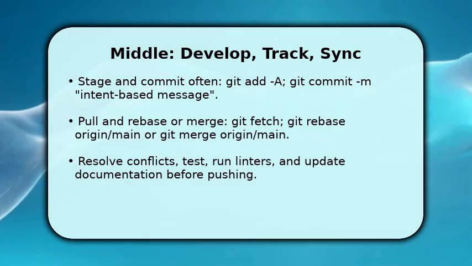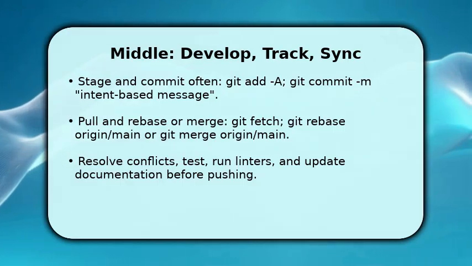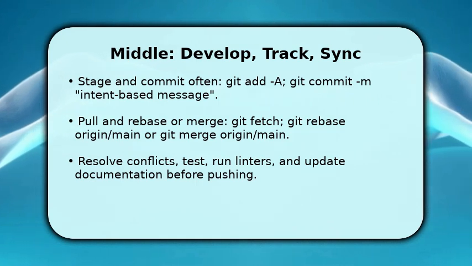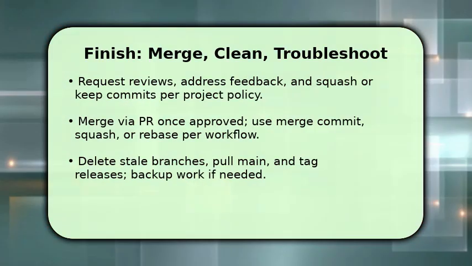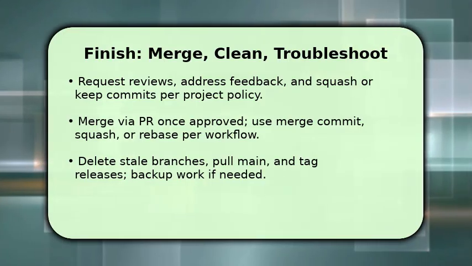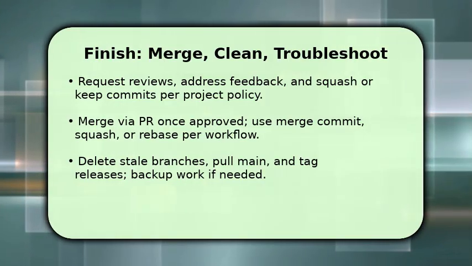When everything passes locally, push your branch and open a pull request describing the why, not just the what. You finalize by getting reviews and iterating on feedback until reviewers approve. Make changes on the branch and explain why each update matters.